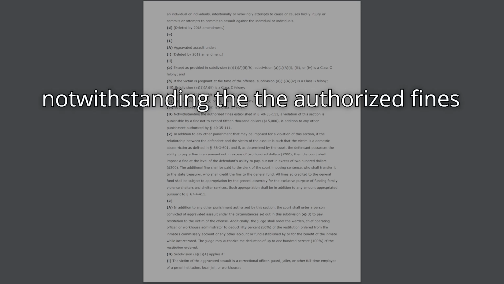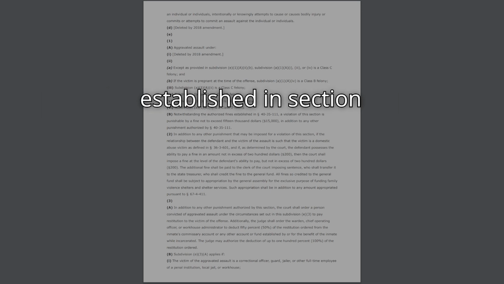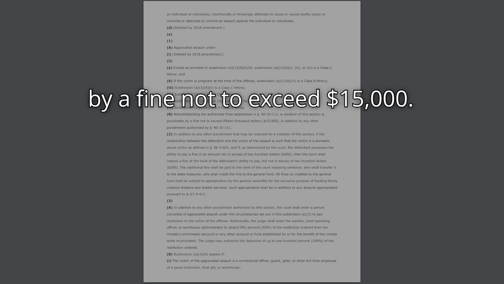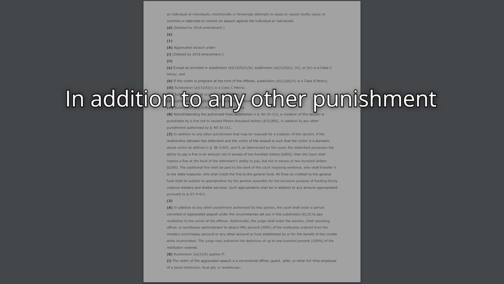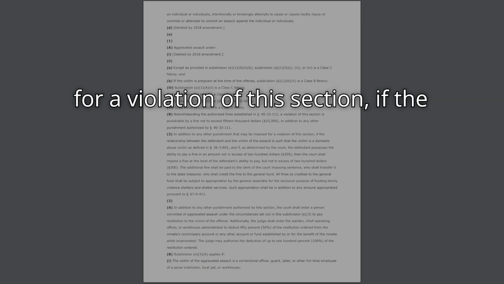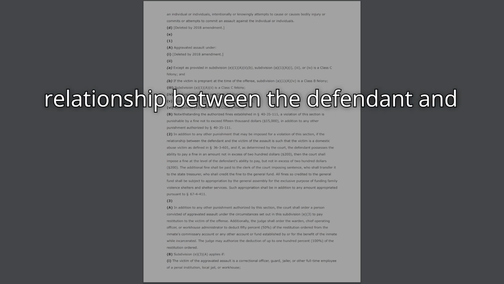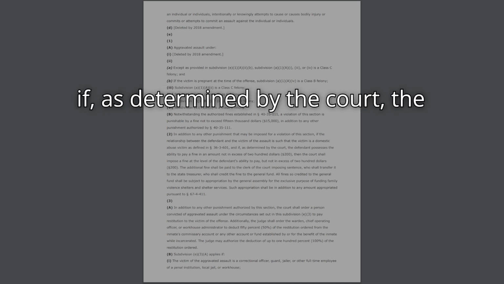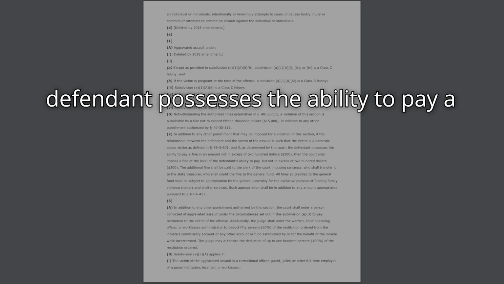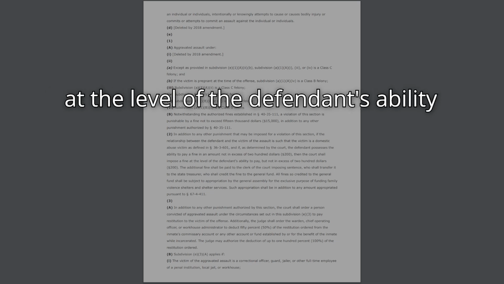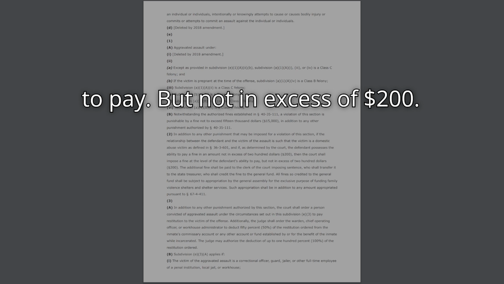E(1)(B). Notwithstanding the authorized fines established in Section 40-35-111, a violation of this section is punishable by a fine not to exceed $15,000, in addition to any other punishment authorized by Section 40-35-111. E(2). In addition to any other punishment that may be imposed for a violation of this section, if the relationship between the defendant and the victim of the assault is such that the victim is a domestic abuse victim as defined in 36-3-601, and if, as determined by the court, the defendant possesses the ability to pay a fine in an amount not in excess of $200, then the court shall impose a fine at the level of the defendant's ability to pay, but not in excess of $200.